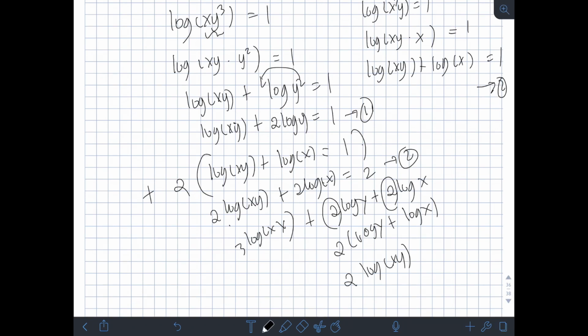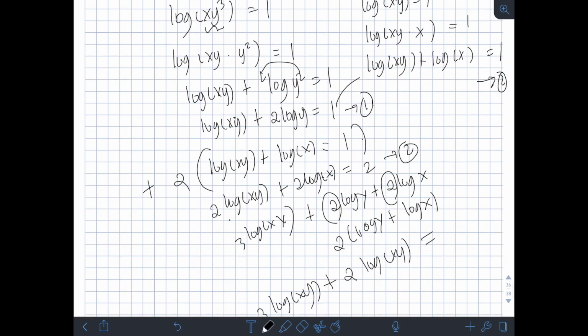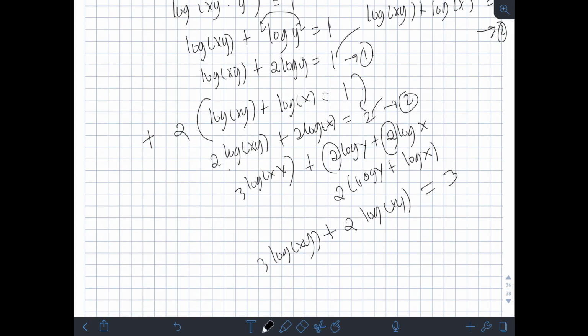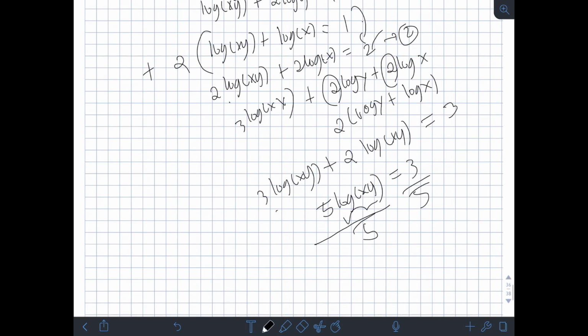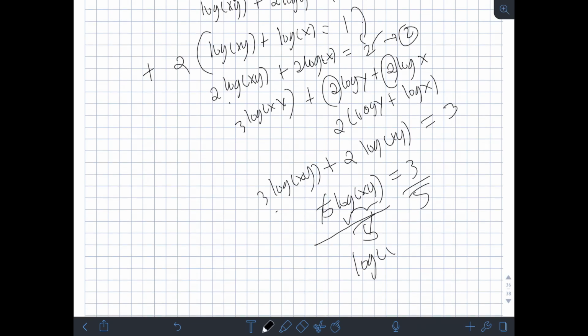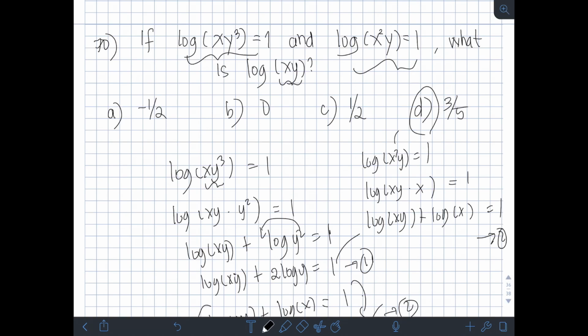Right? So, parang we have 3 log xy plus, and then ito rin, add natin yung 1 tsaka 2 na, diba? So, 1 plus 2 is 3. So, ilan na to? 3 log xy plus 2 log xy, 5 log xy equals 3. Diba ito yung gusto natin, yung log xy. So, divide natin both sides by 5. So, therefore, log xy is equal to 3 over 5. The answer is letter D.